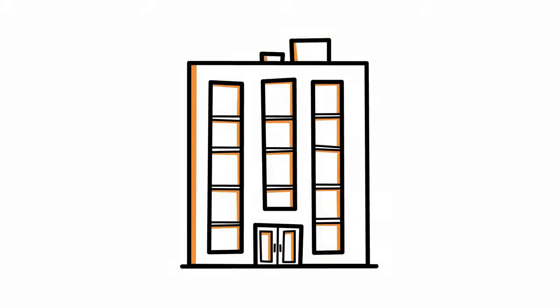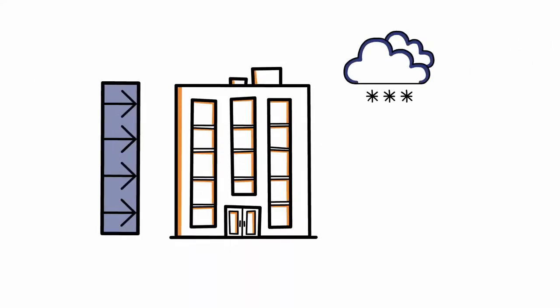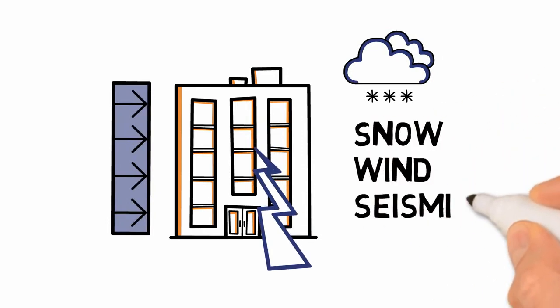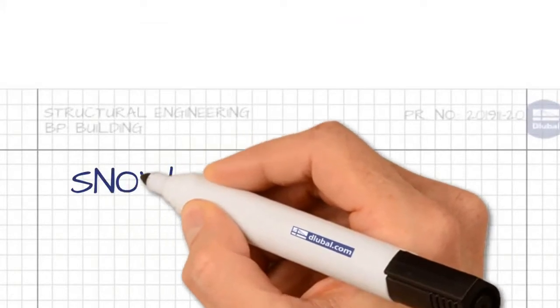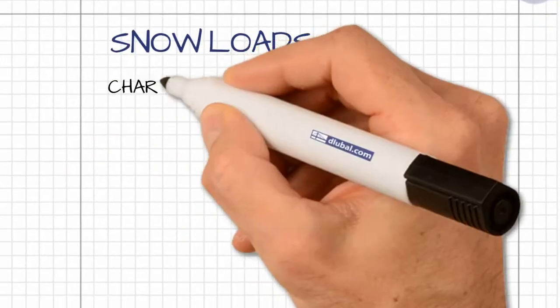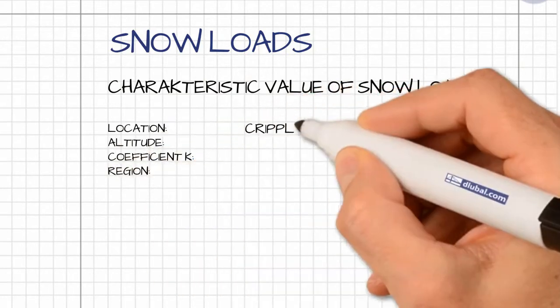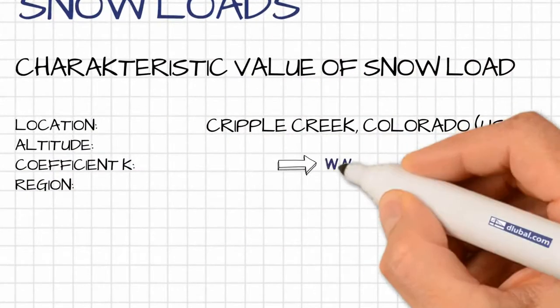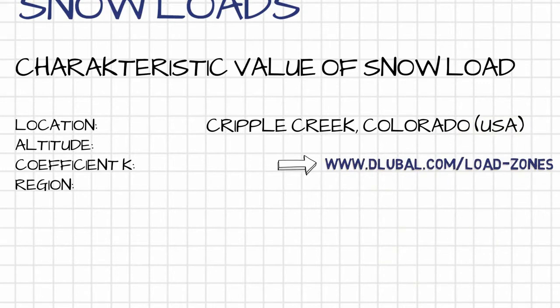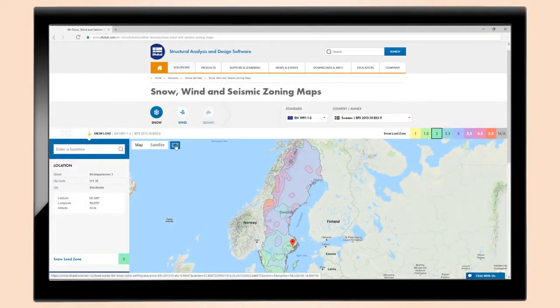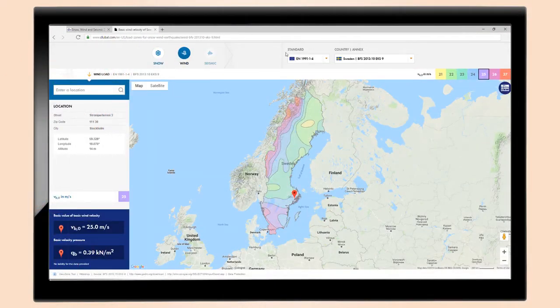Are you beginning a new design project and looking for the snow, wind and seismic external loads, or are you documenting the structural calculations? Use our GeoZone tool to quickly determine the external loads of your project without the need to reference additional sources. We offer interactive load zoning maps on our website.